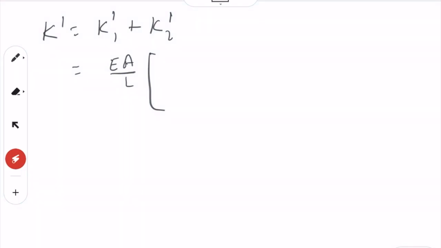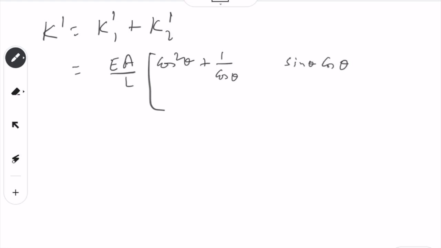So we will have 1 cos square theta first. So we can write cos square theta plus 1 over cos theta, then we have sin theta cos theta, then sin theta cos theta, then sin square theta. Again, all are theta 1, so let us write theta 1 only, and the value of theta 1 is given. For everybody it may be different. So this is what the k dash is.